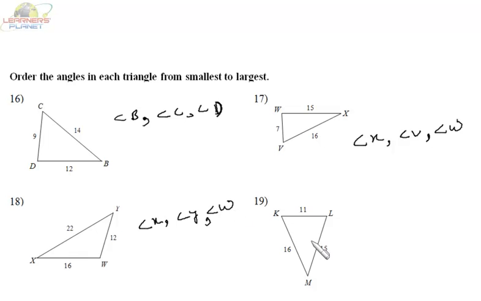Okay. In this case, which is the biggest side? It is 16, and which is the smallest? That is 11. So angle M, the smallest angle, then angle K, bigger than that, and the biggest is angle L. Okay, I hope you are clear.